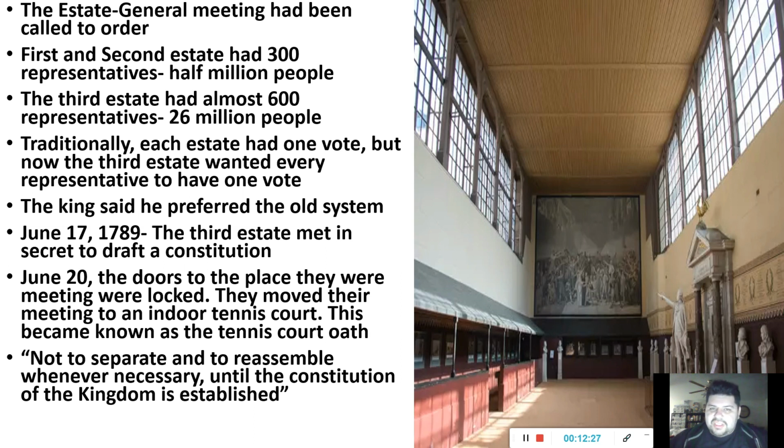And so on June 17th, 1789, the third estate basically met in secret, and they said, we need to make a constitution. A constitution about what a government should do, their limits, their powers, what kind of rights the people have, things like that. Now, word got to the first and second estate people that they were doing this. So they locked the doors and they said, no, no, you can't meet in here.